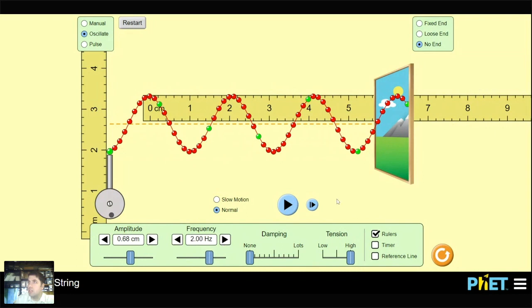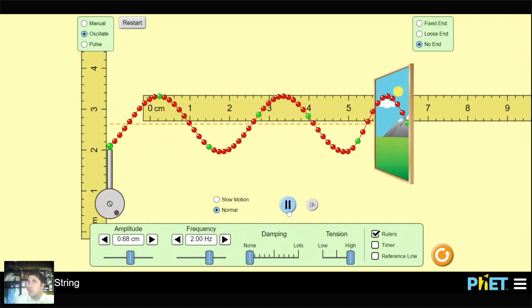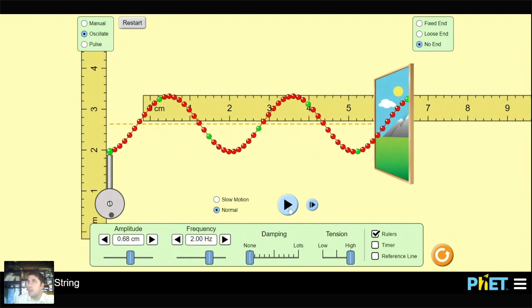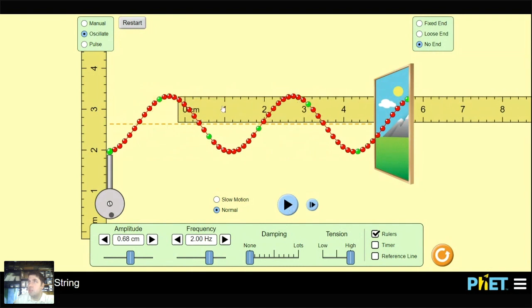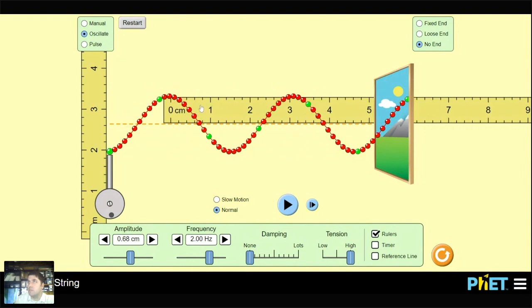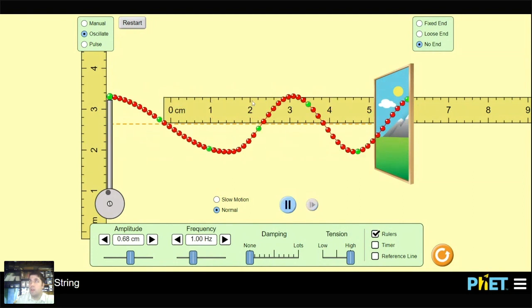And we should see that now my wavelength changed. It is now about 3 centimeters, which means my speed is now 3 times 2, 6 centimeters per second. The speed didn't change. It was the same when we had a high frequency as when we have a low frequency. So let's try 1.